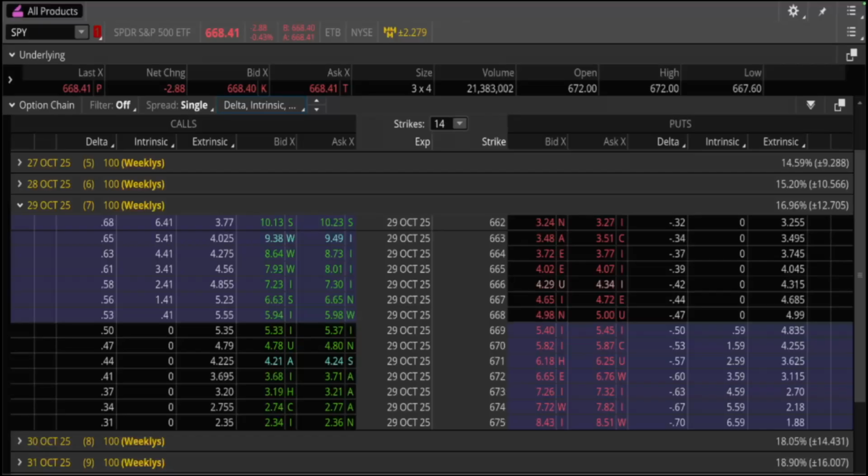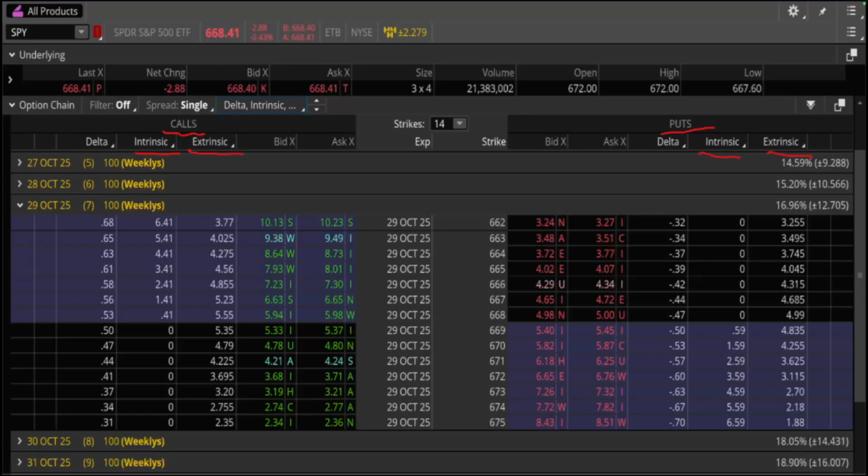Now I took a screenshot of the Thinkorswim platform, and we are looking at SPY. I took a screenshot so it would stay still and the numbers wouldn't keep moving on us, so we can really dissect this. We are looking at the calls on the left side and the puts on the right side, just like before. I have the actual columns, with the intrinsic versus the extrinsic value on the call and the put side.